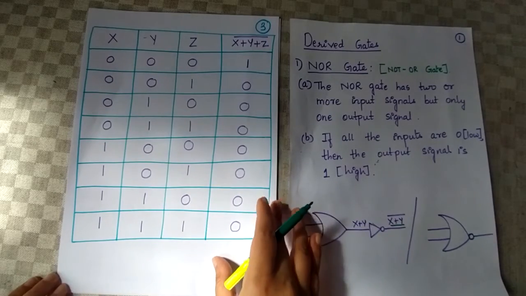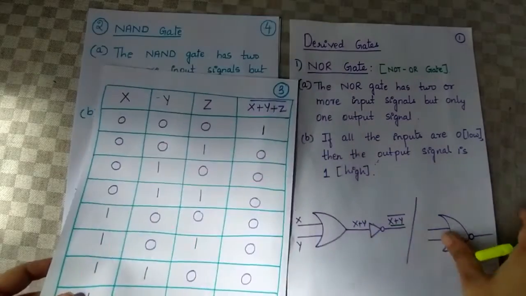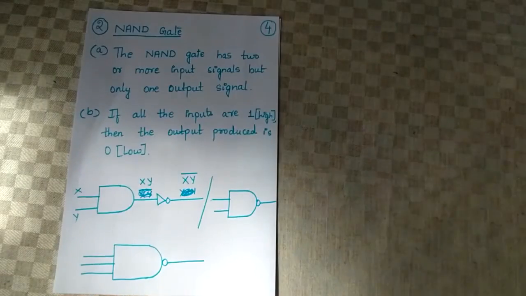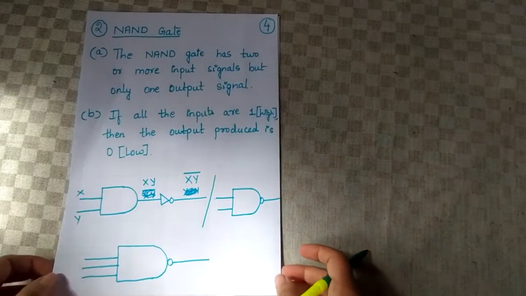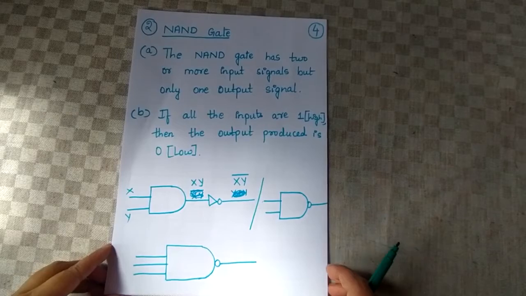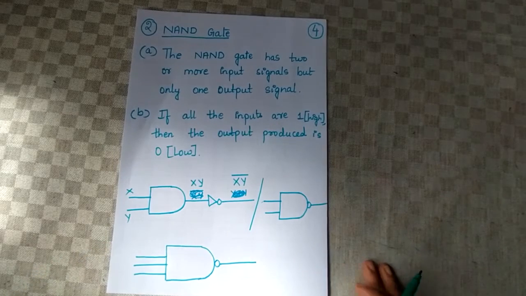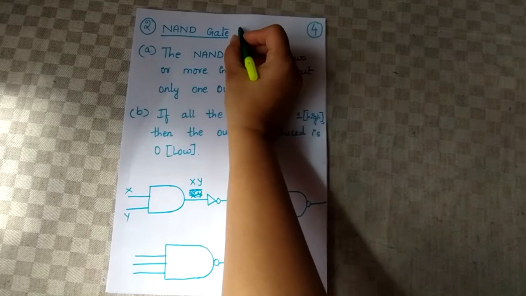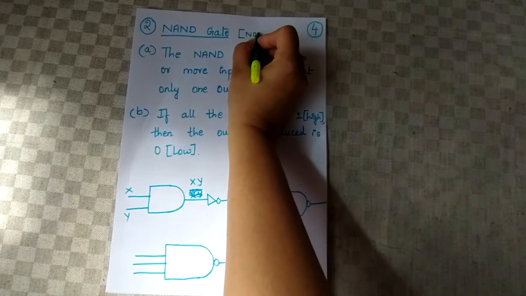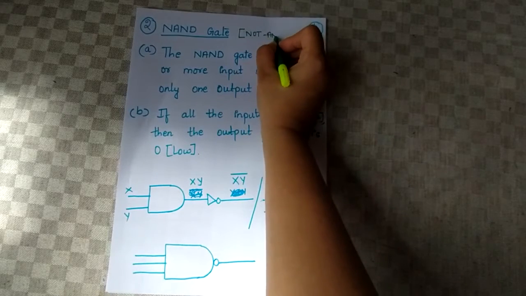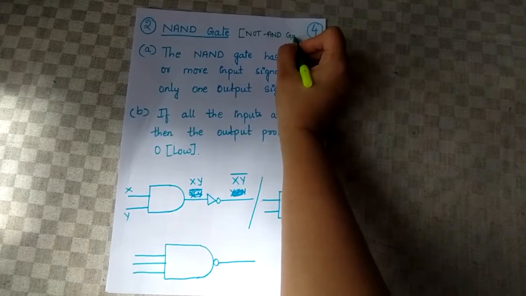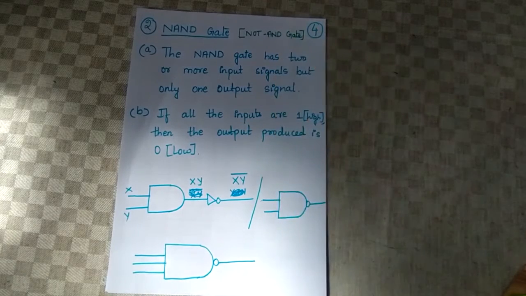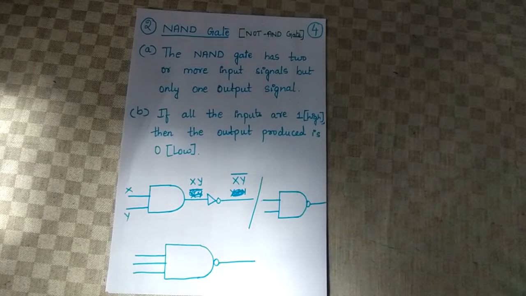So now, moving on to the next one, which is NAND gate. How does the working of NAND gate take place? Now here also, if you keenly observe, it is nothing but NOT AND gate. Okay, so it is again a combination of NOT gate and AND gate.